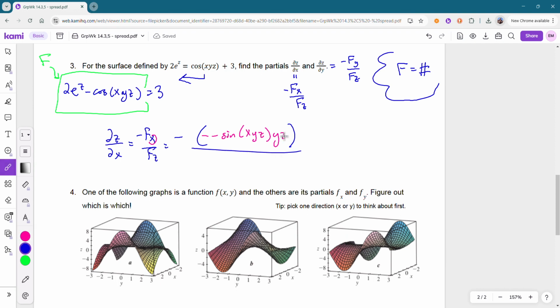On the bottom, our f with respect to z. Now we do catch this first piece and the second, but x and y are constants in this case. So we're going to get just 2 e to the z plus, because I have a double negative, sine of xyz, then times the derivative of the inside with respect to z, which will give us xy.